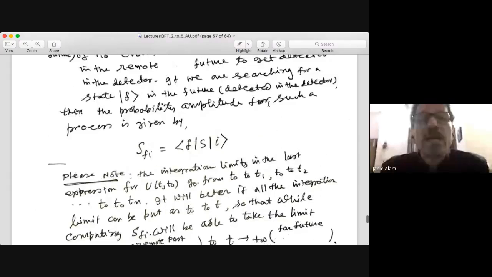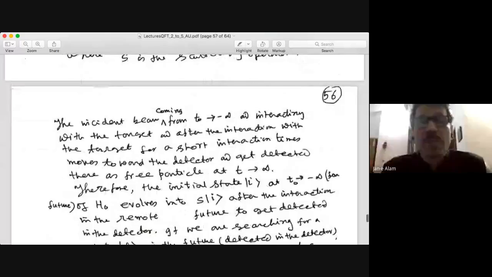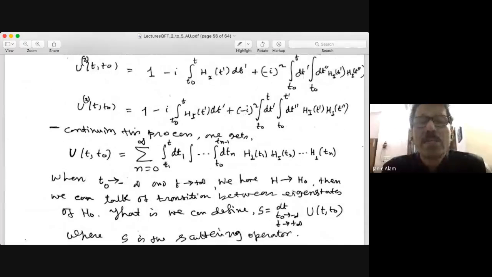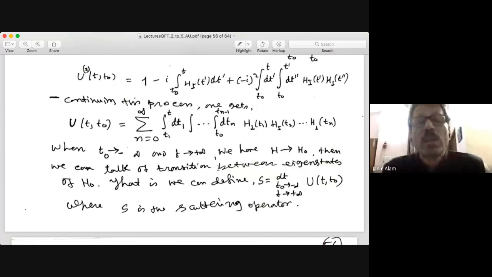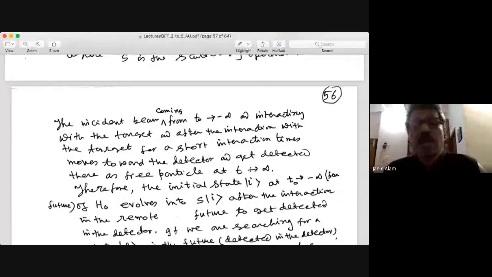Now, please note one important thing: when I have evaluated this U, the limit of this integration is from T1 to T, and then from here it will be T2 to some T3, and lastly it is T0 to T_{n-1}. What I am trying to say here is that these integration limits are different. But what we actually want is that all the limits of this integration should be the same, so that I will be able to take the limit T0 tends to minus infinity and T tends to plus infinity. I want the same limit for all the T integrations.